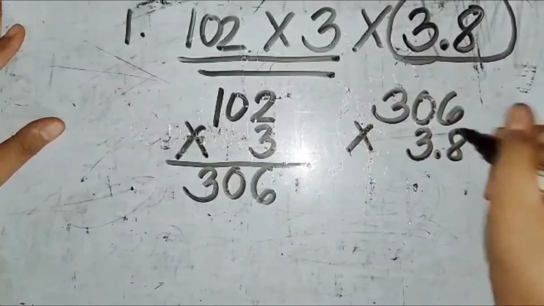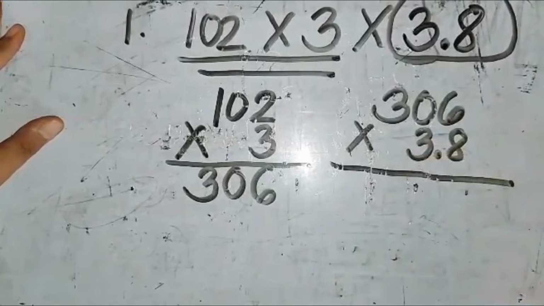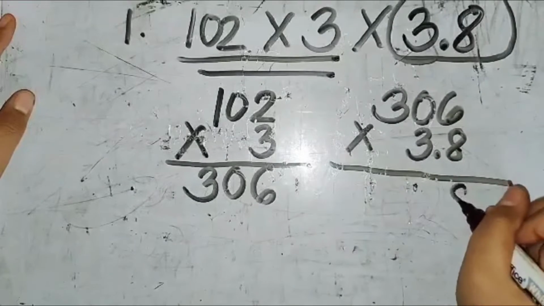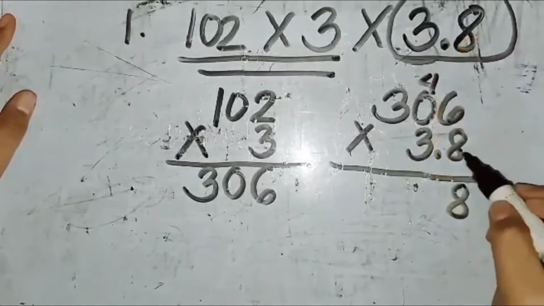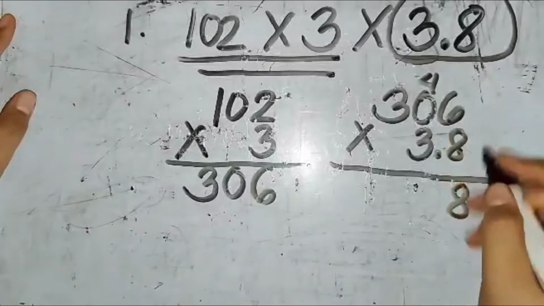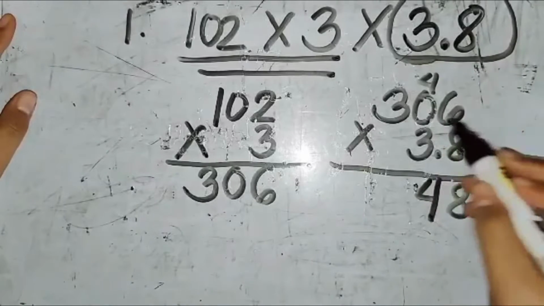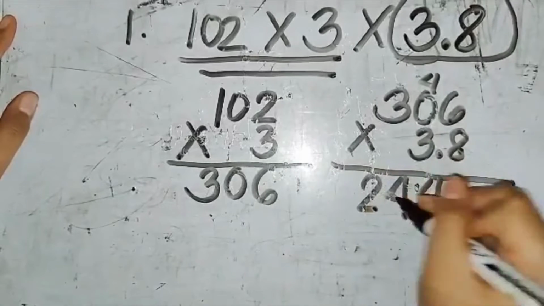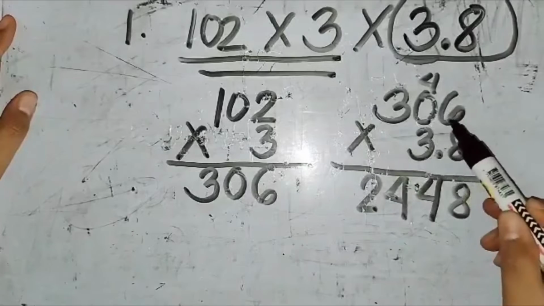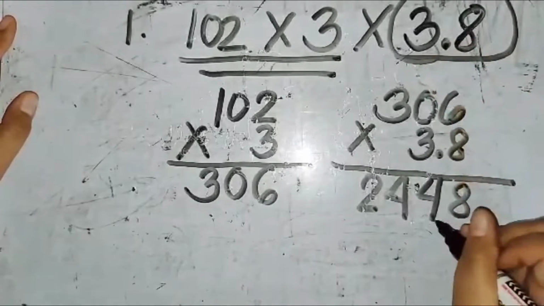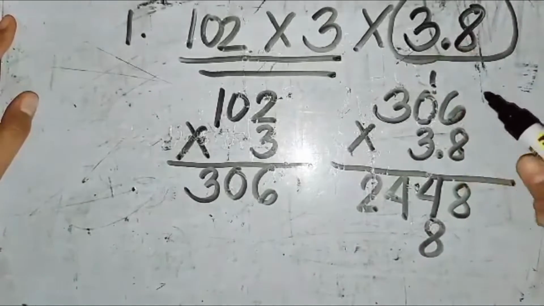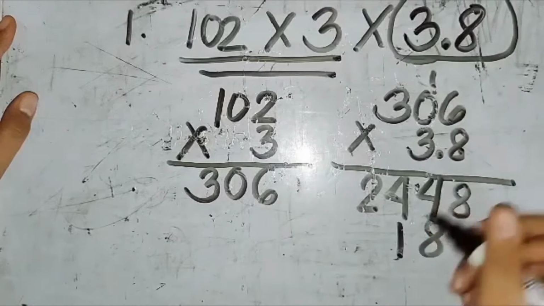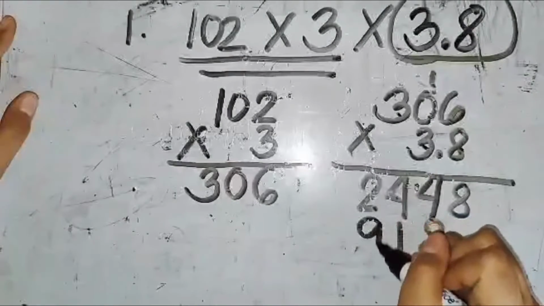Okay. Times. Sa inyo ha, last digit to last digit para hindi malito. Okay. 8 times 6 equals 48. Carry 4. 8 times 0 is 0 plus 4 is 4. 8 times 3 is 24. Ayan. Okay, next term. 3 times 6 is 18. Carry 1. 3 times 0 is 0 plus 1 is 1. 3 times 3 is equivalent to 9.